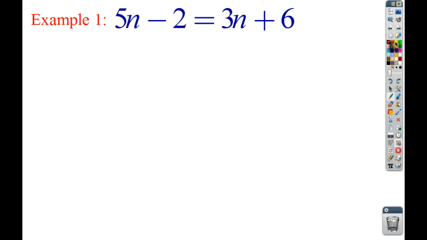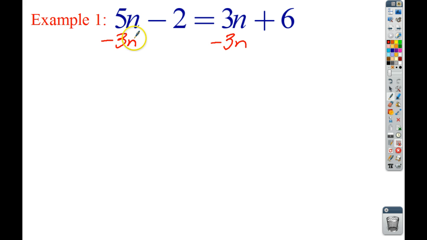So I have 5n, okay, and then I have 3n. Well, 3n is lower than 5n, so I'm going to get rid of this. If I have 3n here, then what do I need to do? What's the opposite to eliminate it from this side? Well, I'm going to add a negative 3n. And I'm going to do the same thing over on this side. You'll notice I do the same thing underneath, right?